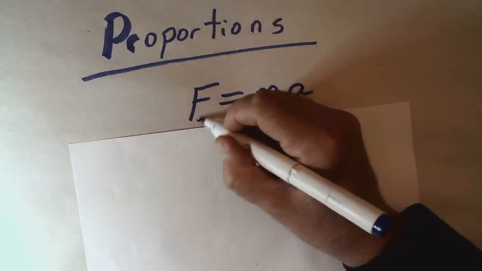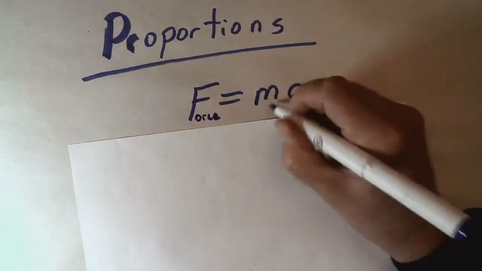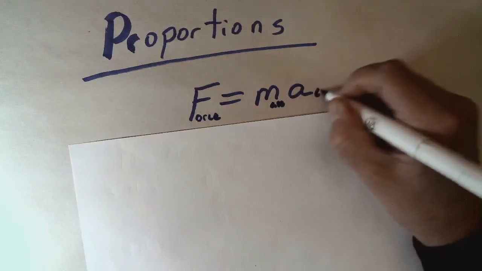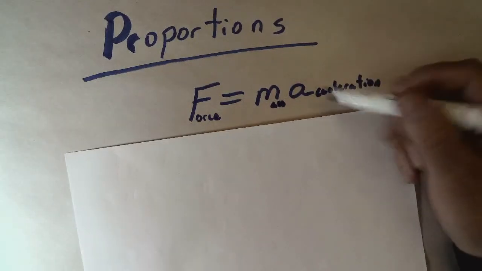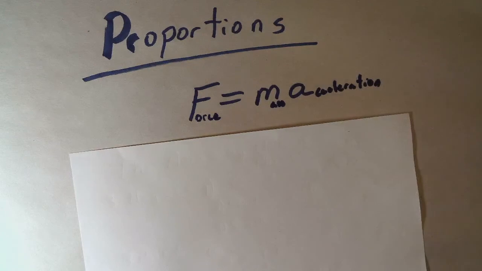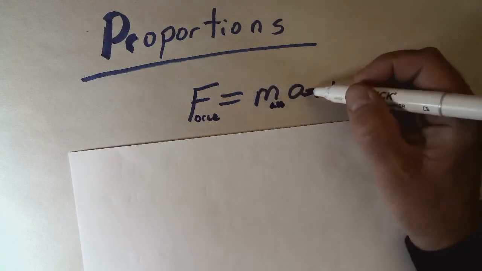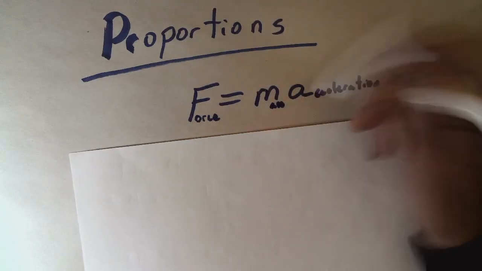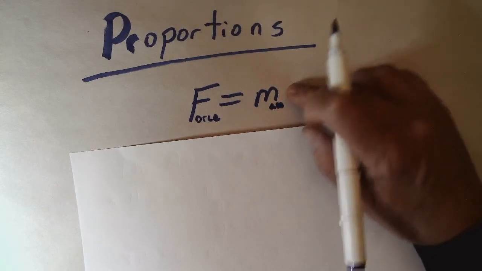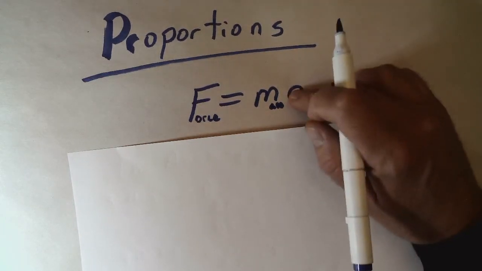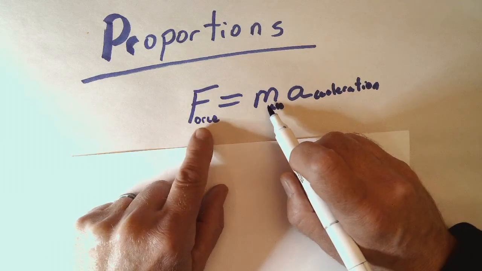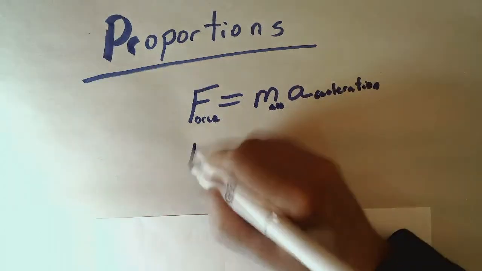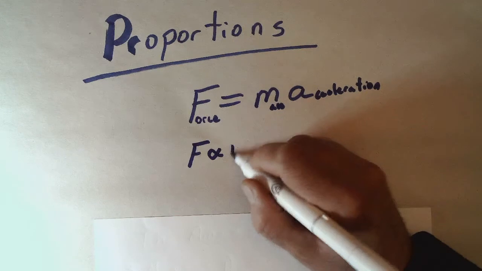That's force is equal to mass times acceleration. Well, how can we use this in a proportion? What we would like to do is realize right away what these things can do for us. For example, if I am not interested in changing the acceleration, in other words, I want to keep acceleration exactly constant, it tells me what I need to do with force and mass. In other words, I'm going to say force is directly proportional to the mass.